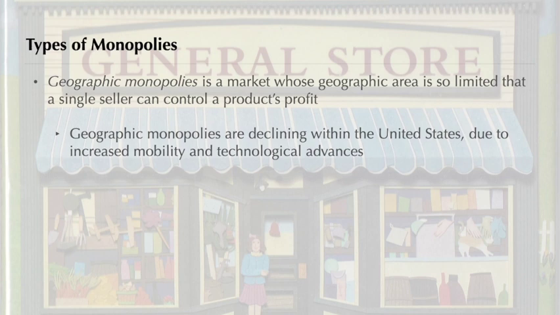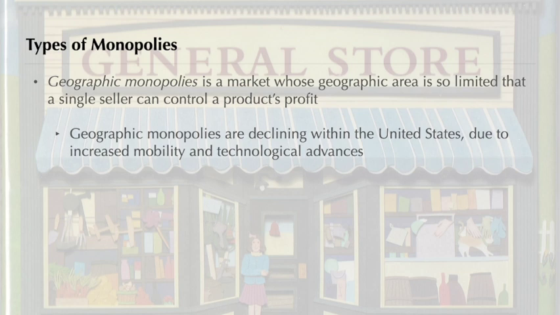Sometimes a monopoly forms because a market's potential profit is so limited by its geographic location that only a single seller decides to enter the market. These markets are geographic monopolies. A general store in a remote community, for example, has a geographic monopoly on groceries and many common household items.